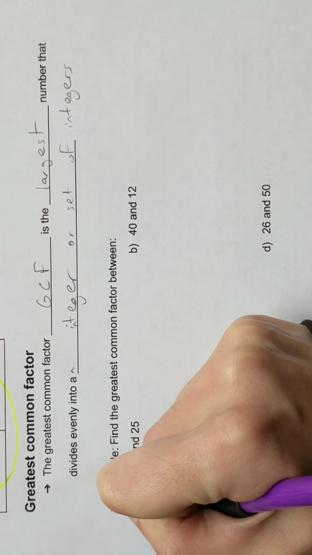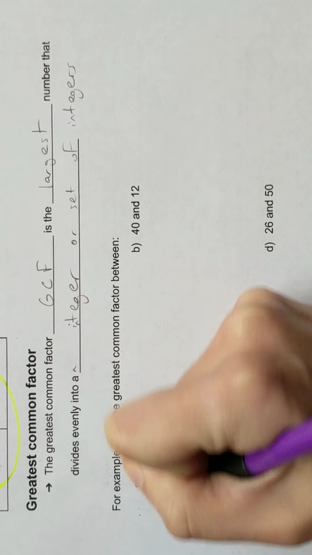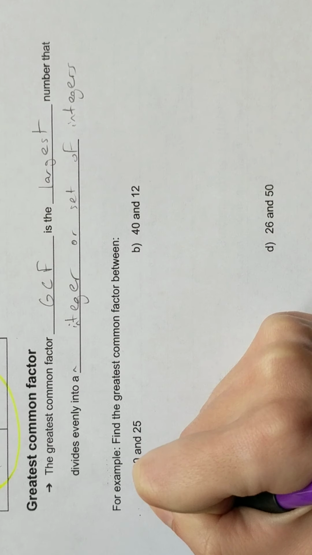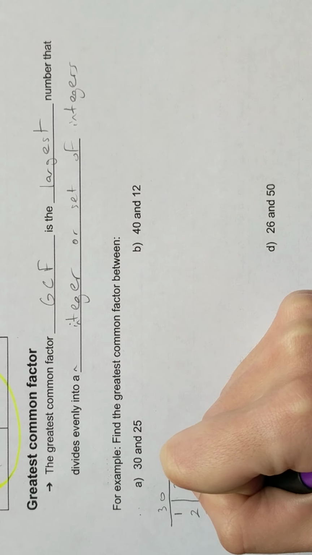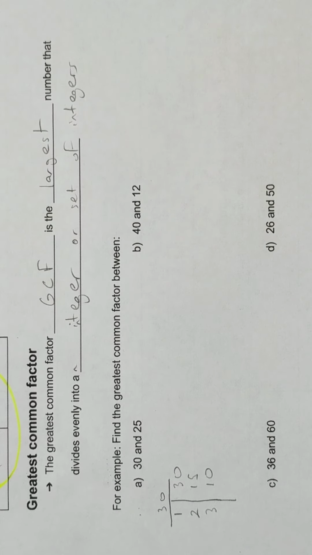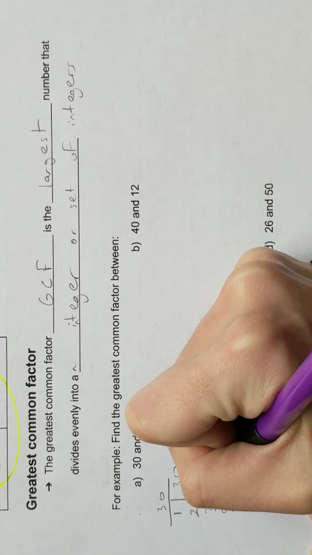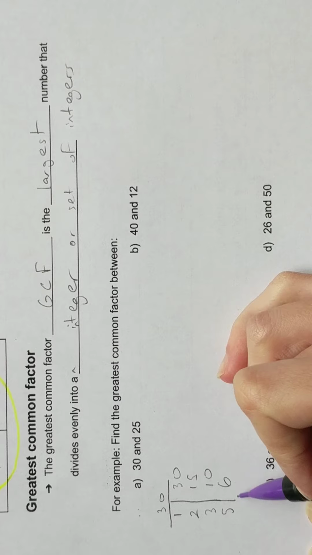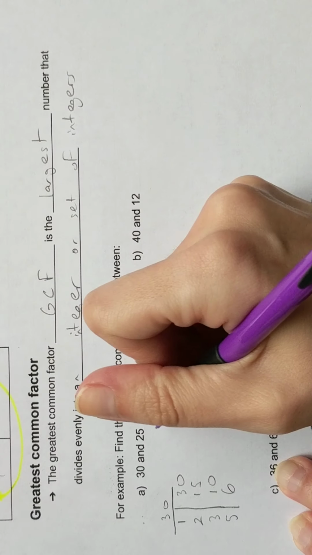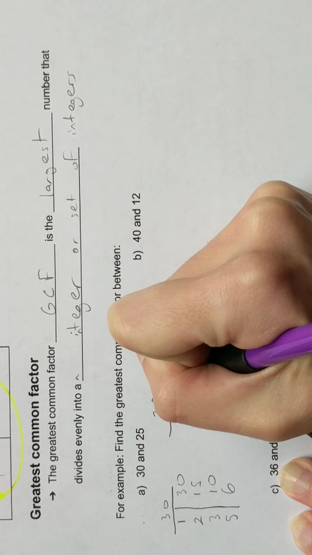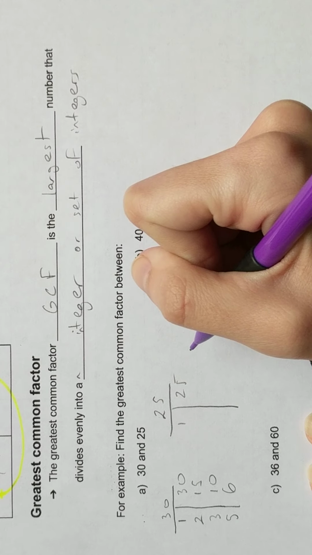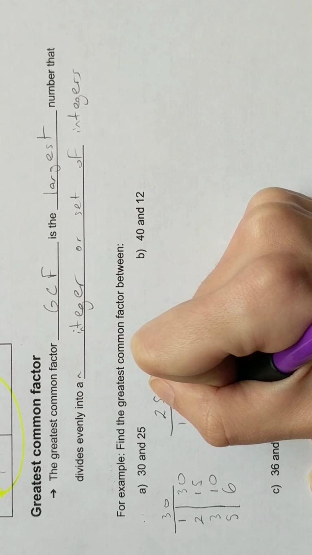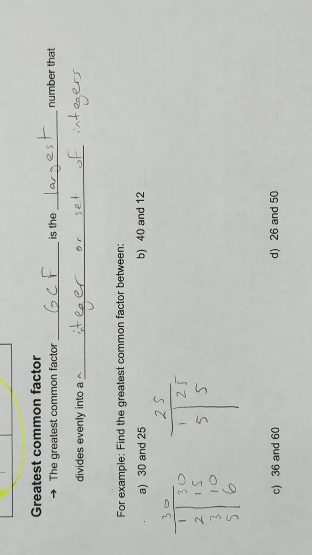Let's do the number 30. 1 goes into 30, 1 times 30. 2 times 15. 3 times 10. 5 times 6. Okay, now we can see we're coming down over here. 4 is not a factor of 30. Let's do 25. It's always 1 and 25 is the first one. 2 does not work. 3 does not work. 4 does not work. 5 does work. 5 times 5 gives you 25.